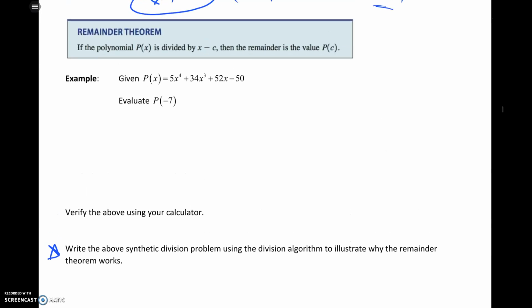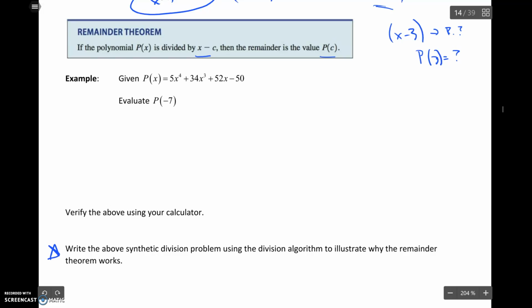All right, so now we're going to cover what's called the remainder theorem. If the polynomial p of x is divided by x minus c, then the remainder is the value of p evaluated at c. So what does this mean? Basically, if you divide a polynomial by x minus 3, then the remainder that you get from that division is going to be the function evaluated at 3.